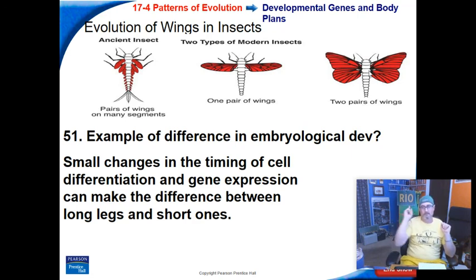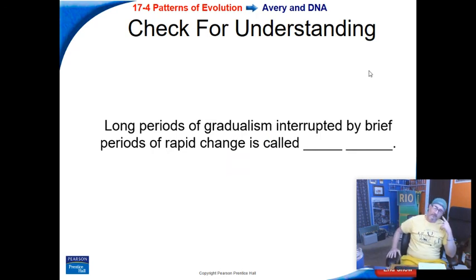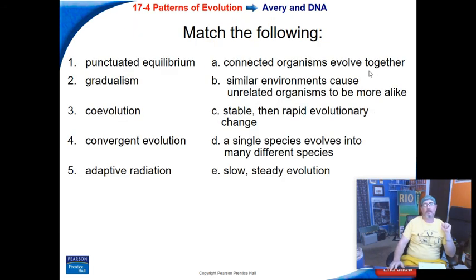All right, moving ahead. Okay, slow and steady biological change. What do we call that? Take a look back at number 47 if you're not sure. Yeah, that is gradualism. Good. Long periods of gradualism interrupted by brief periods of rapid evolutionary change. What do we call that? Take a look at number 48 if you can't remember. Yeah, that is punctuated equilibrium.